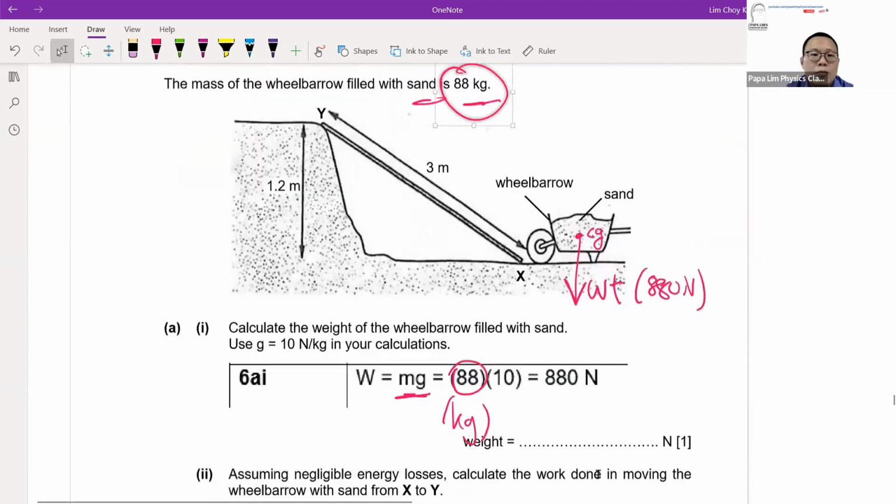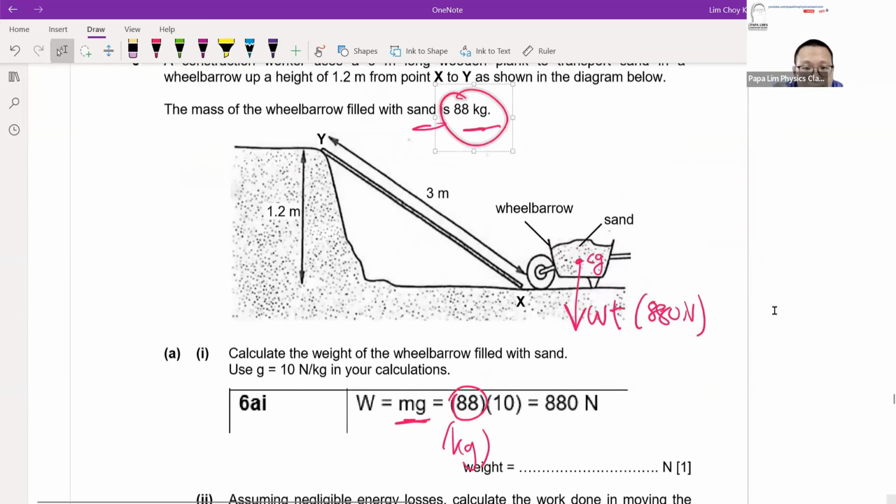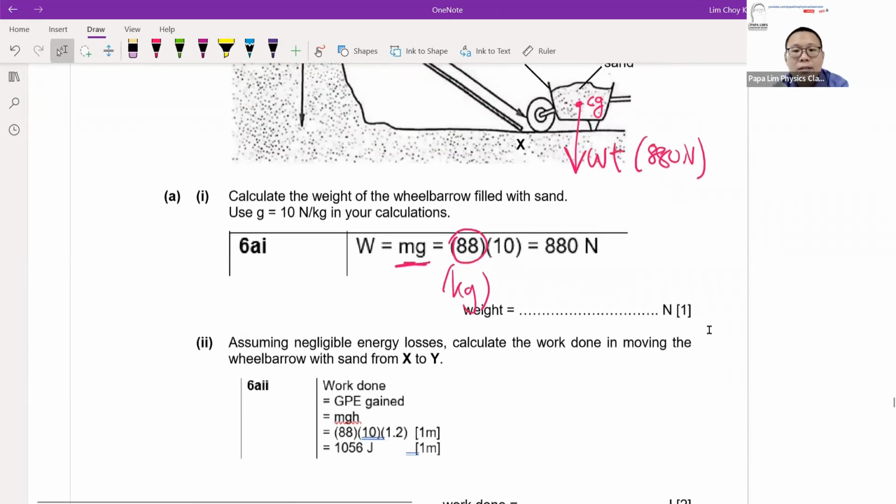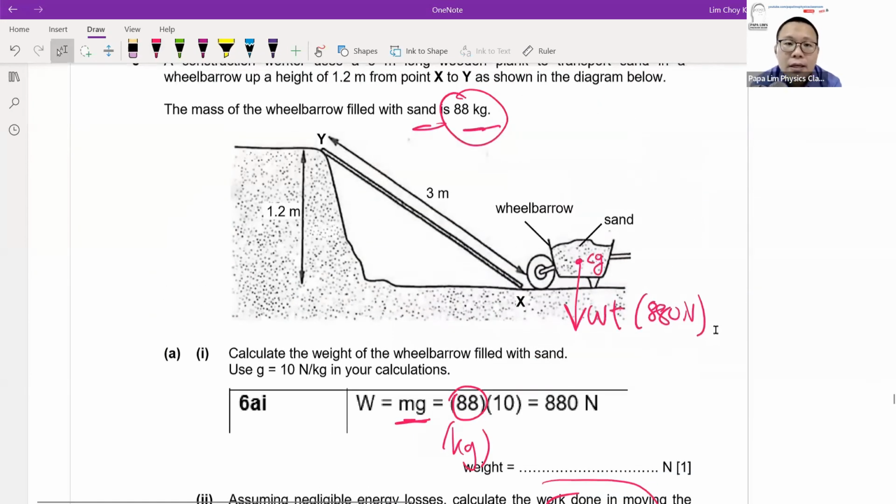Okay, so this will be the weight of the object, the weight of the wheelbarrow. Now, assume negligible energy loss. Calculate the work done in moving the wheelbarrow from X to Y. Now from X to Y, the question says I push it up and the wheelbarrow stays here.